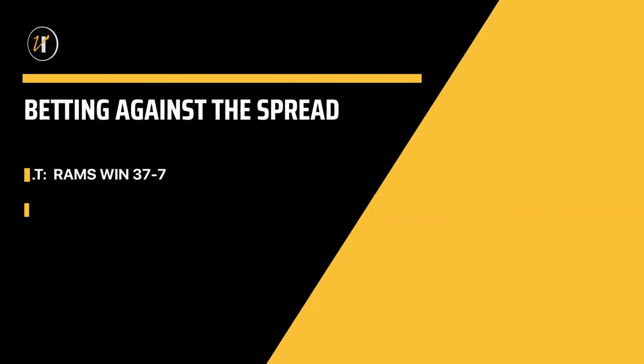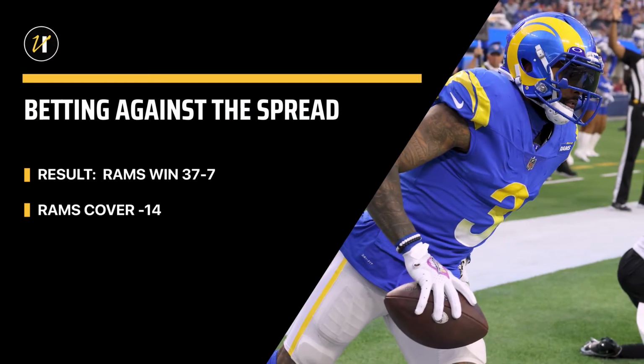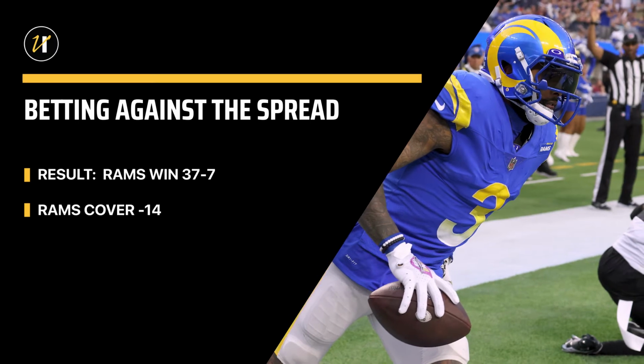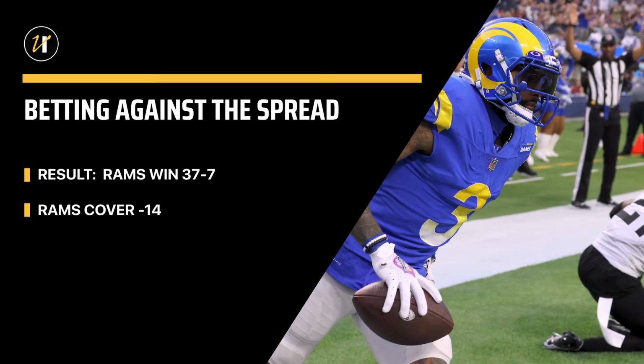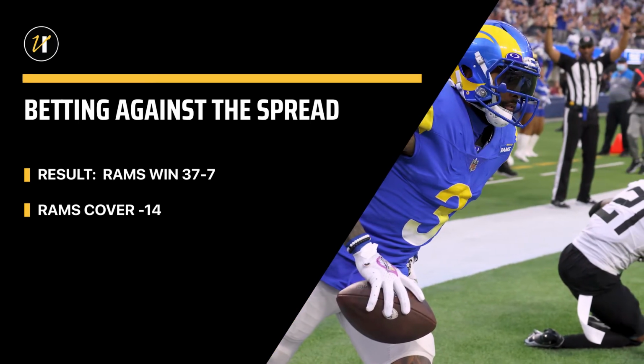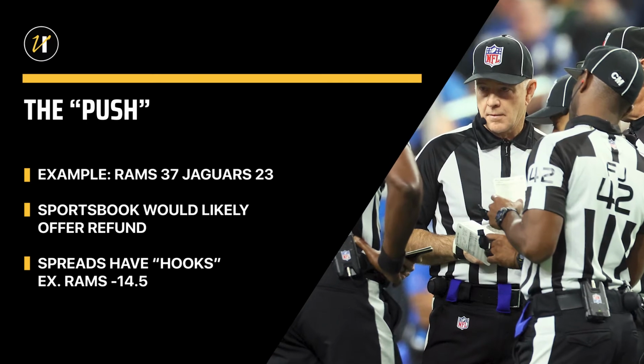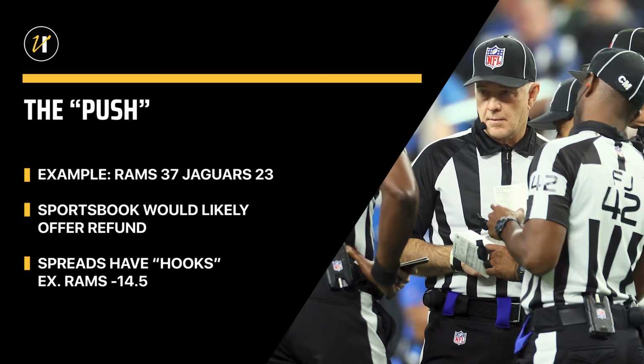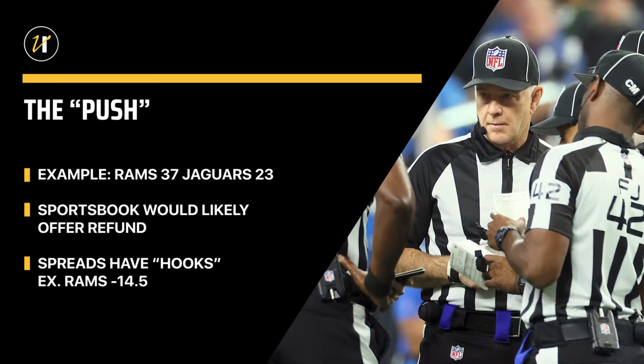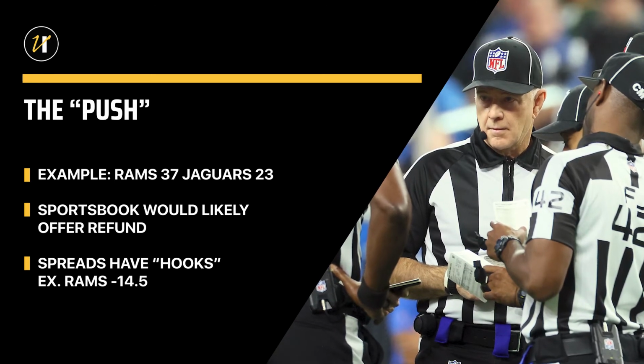The Rams went on to absolutely destroy them 37-7, easily covering the spread. Now, had the Rams won by exactly 14 points, the exact spread for the game, this would be a push, meaning neither side of the bet wins and sportsbooks would refund your money. It's quite common to see a half point at the end of a spread. This is known as a hook, and spreads with a hook cannot push.